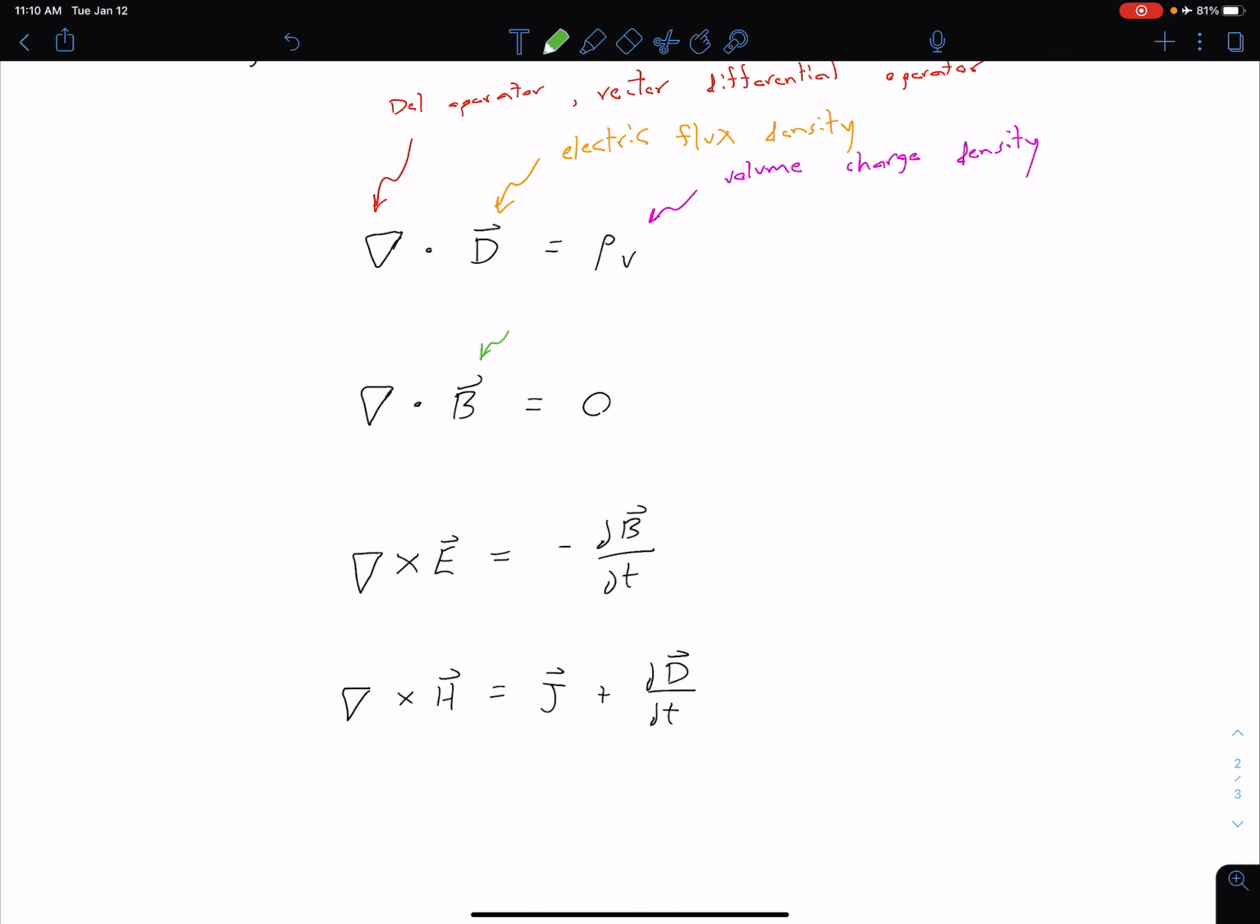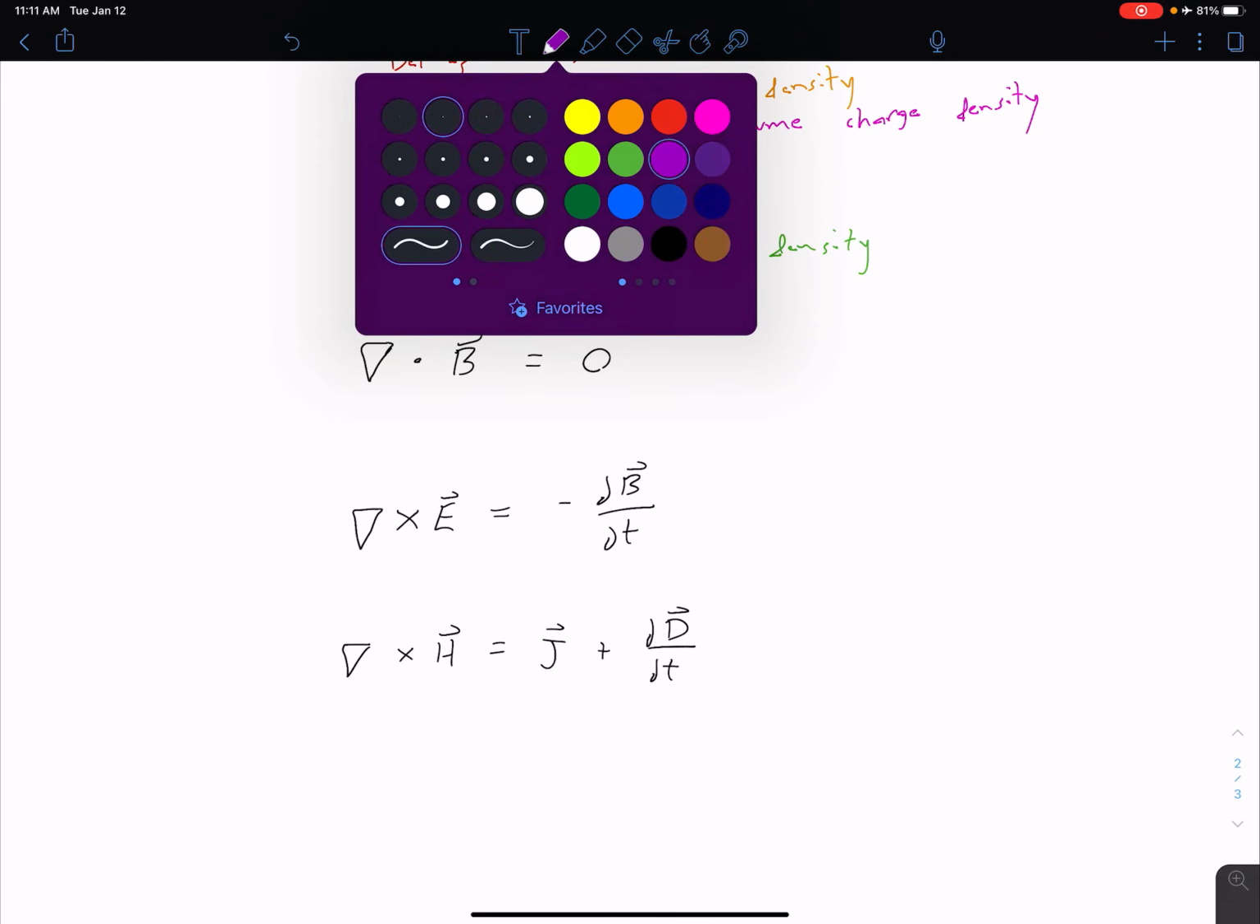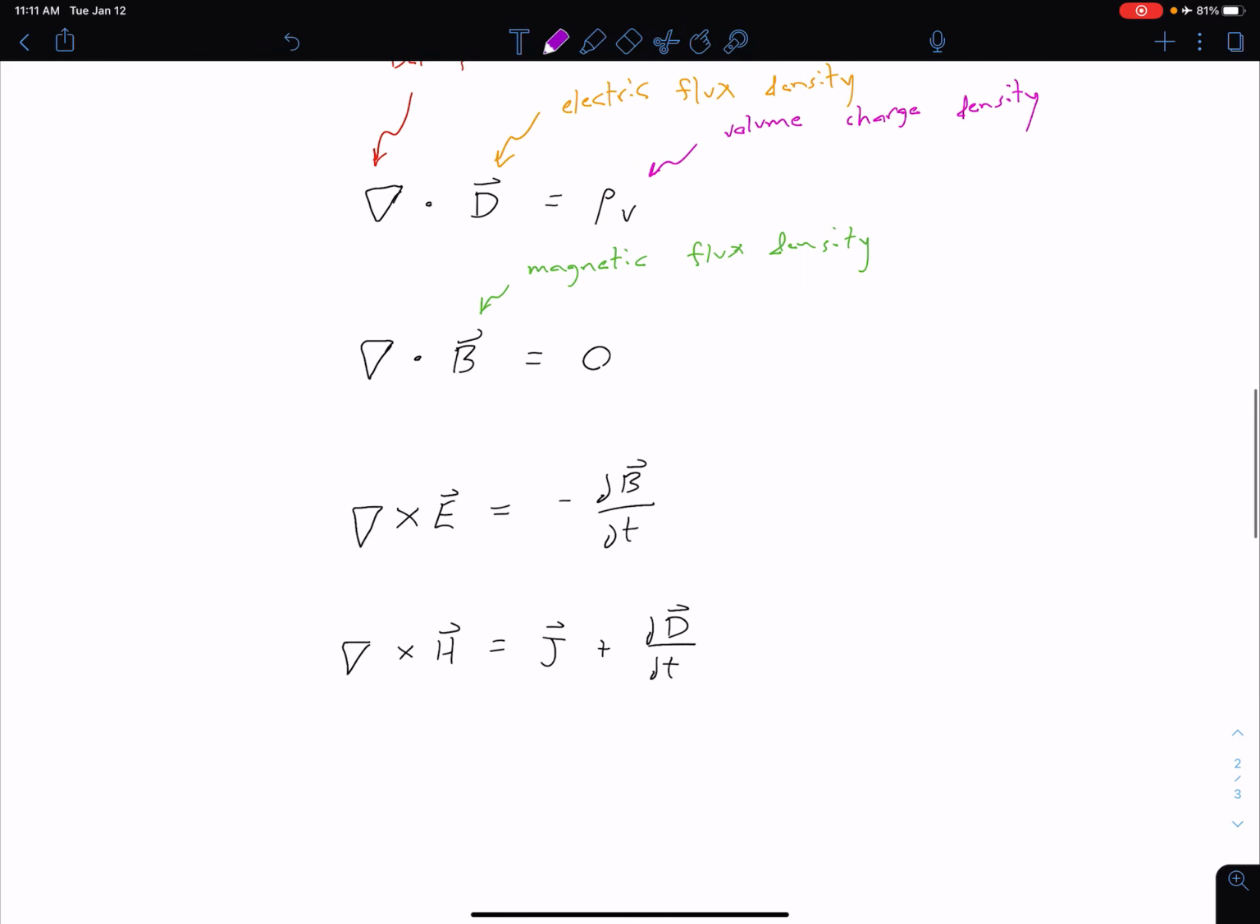This B term is our magnetic flux density, so similar to our electric flux density, but now we're talking about magnetic fields. And we're going to see with these flux densities, it's essentially how much is going through a certain surface or a certain volume for a given sort of equation or field.